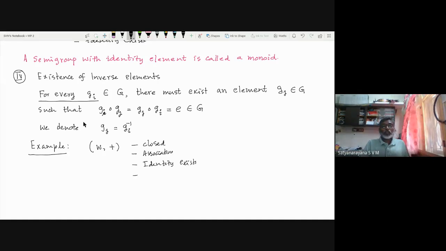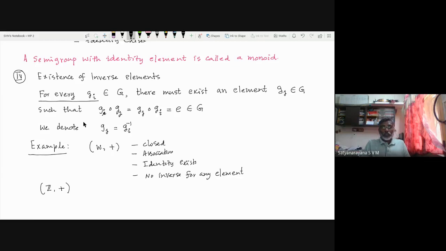But no inverse element. No inverse for any element. Because if I take a positive element, how will I get 0 when I combine something? There are no negative numbers in this. So there is no inverse element for any element. Okay. So what we will do, we will take this as Z plus.